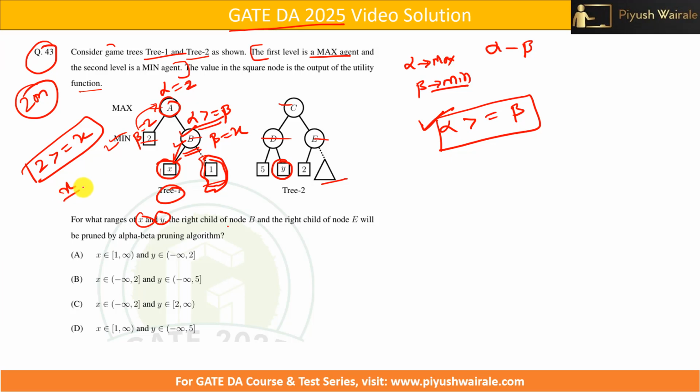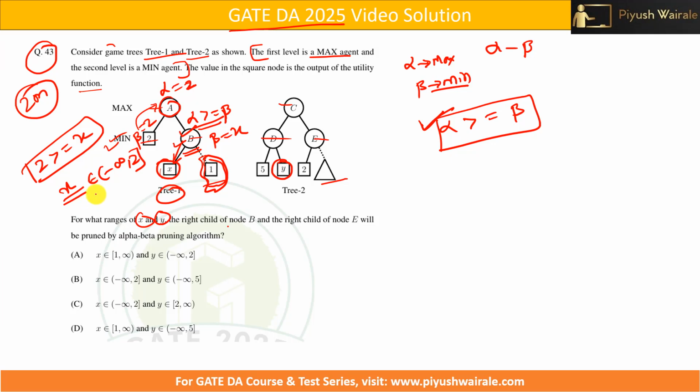It means what is the range of x? So x belongs to minus infinity to 2. It can take any value less than or equal to 2, and only then are we going to prune the node. So this is a simple concept of alpha beta pruning. If you practice it enough, you don't need to spend this much time. I'm just explaining the concept and the question in detail. Otherwise, you can simply solve this question within 2 minutes.